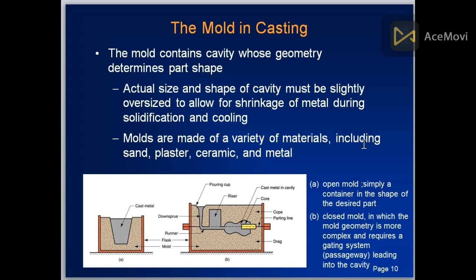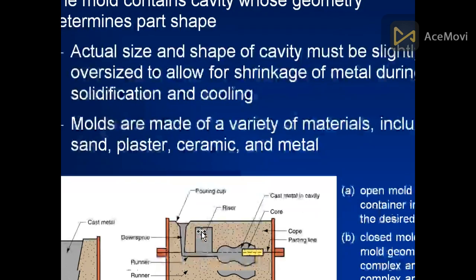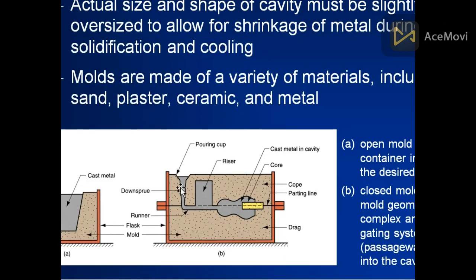Molds are made of a variety of materials including sand mold, plaster mold, ceramic mold, and metallic mold. Open molds are simply a container in the shape of the desired part. There is no closing. Closed molds have more complex geometry and require a gating system. This gating system includes the pouring cup, riser, and this is the desired part.